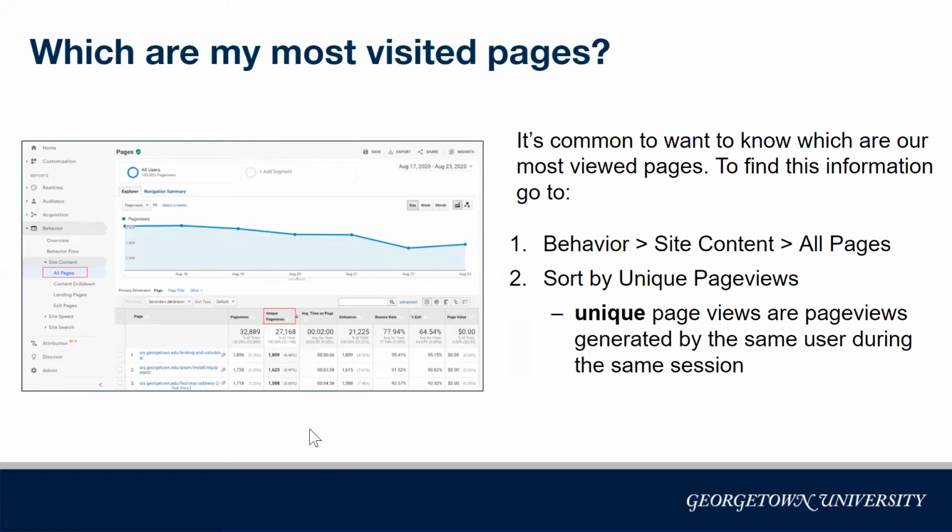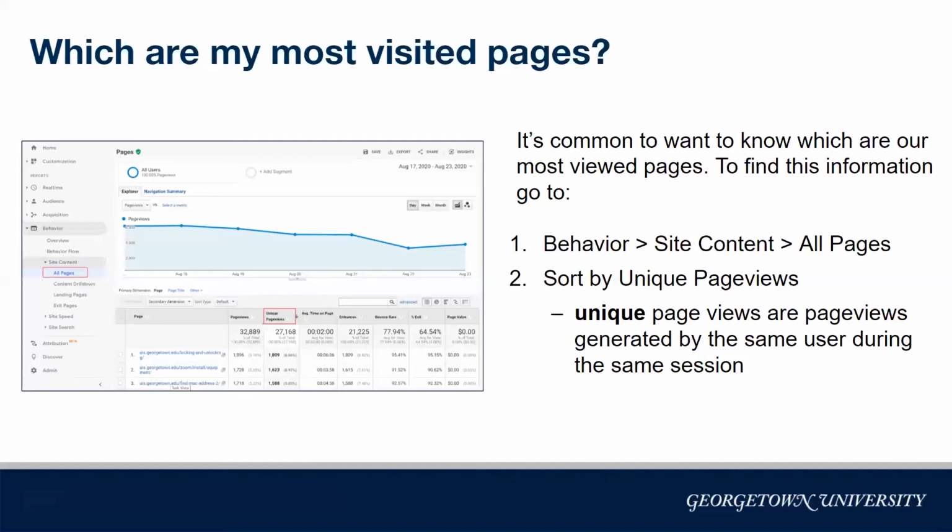And so to point out the difference between page views and unique page views, unique page views are page views that are generated by the same user during the same session. So for example, if a user is on page A, navigates to page B, and back to page A, this will count as one unique page view for page A for that user. Whereas if we were talking about page views, it would count as 2 page views for page A.